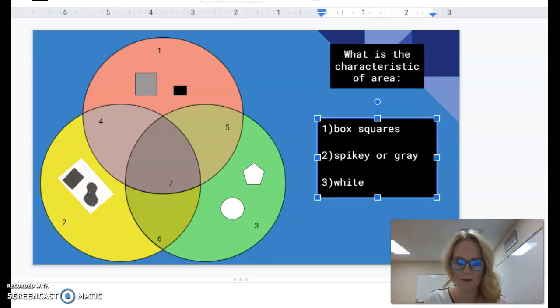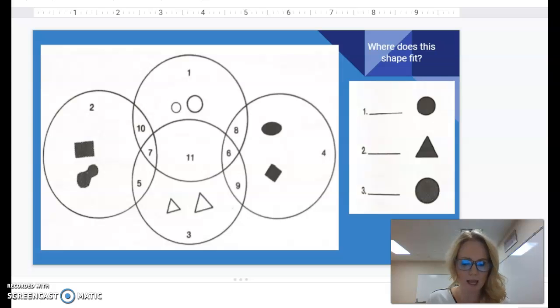Okay, let's go on. The next slide shows the second part of your assignment. Your diagram has not changed, however, now the question has. It gives you shapes and you need to figure out where they fit. I will show you how to complete this on the next slide.